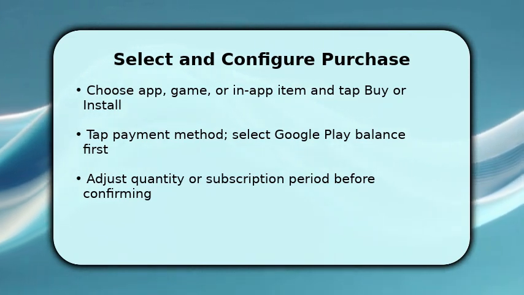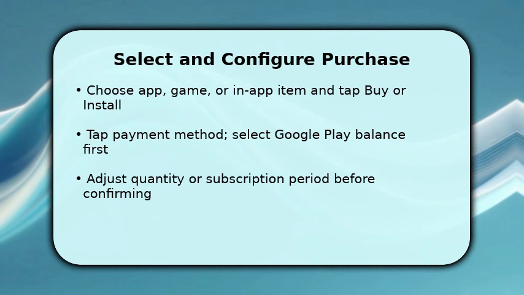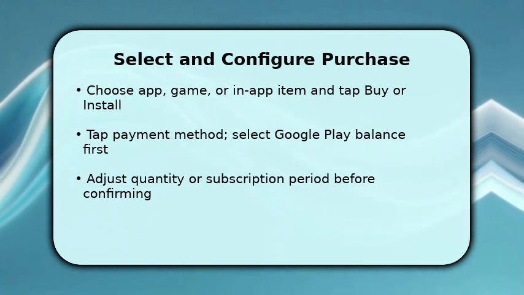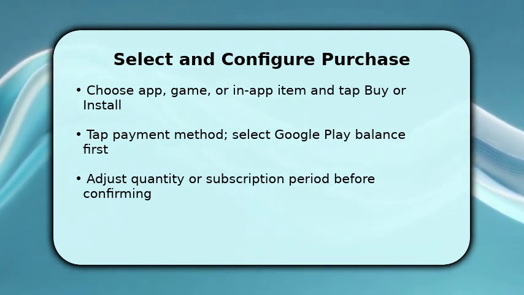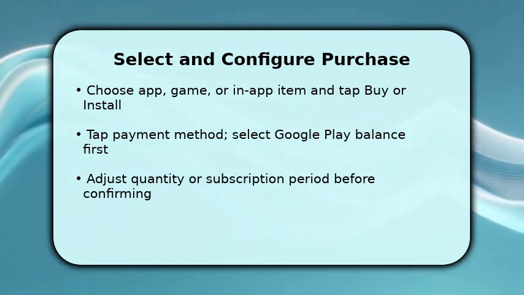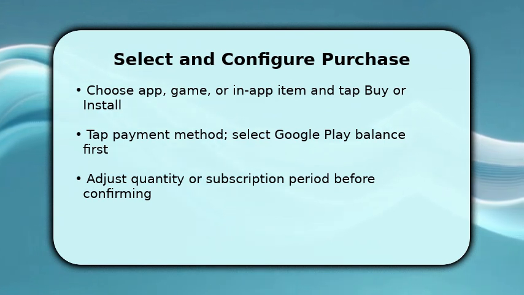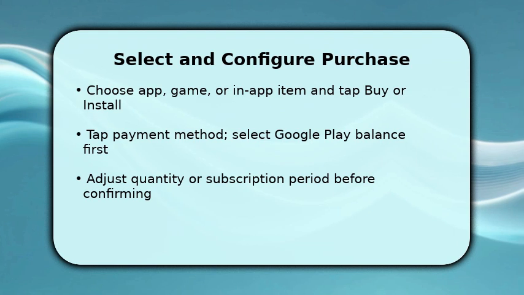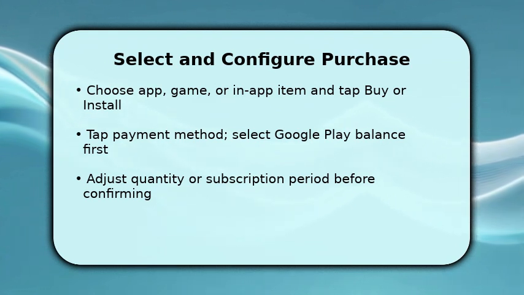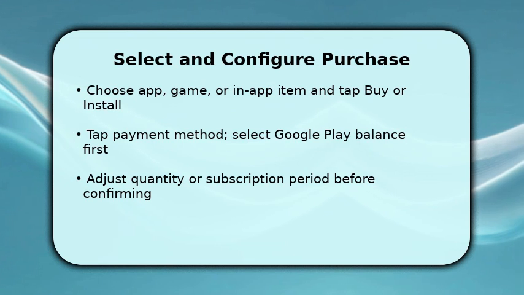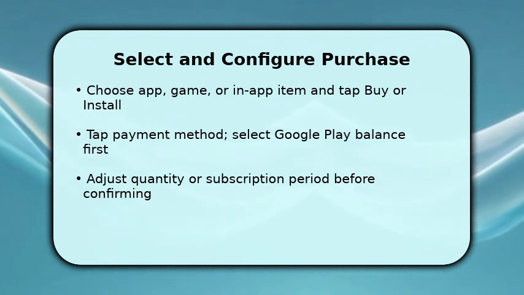When the payment screen appears, tap Payment Methods and select Google Play Balance as the primary option. Play will apply available funds automatically. If the balance doesn't fully cover the cost, Google combines balance and backup payment. Make sure to confirm quantity, subscription period, or in-app options now, because once charged, refunds and changes follow Google's policies.